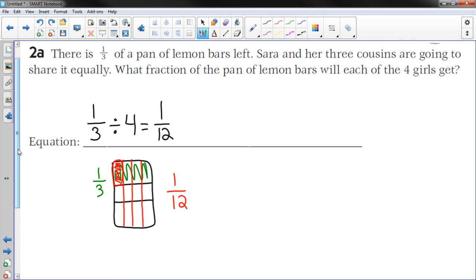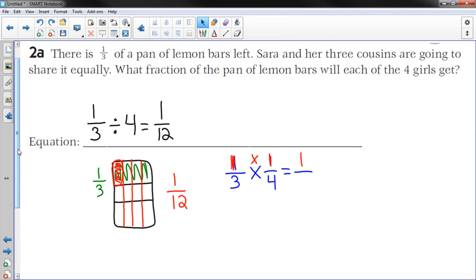Mathematically, how I could solve that without the picture is 1/3. The division sign becomes a multiplication sign. The 4 becomes its reciprocal, which would be this. And then it's just a matter of multiply the numerators, which is 1 times 1 is 1. Multiply the denominators, 3 times 4 is 12. That's the math. The other one's the picture. They both will get you the answer.